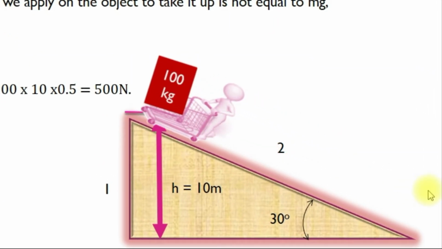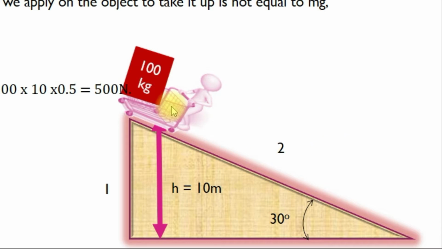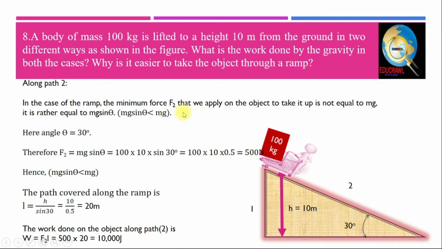See the animation how it is brought in the second case. It is brought through the ramp. So the minimum force F2 we apply to lift the object is not equal to mg here. This case we have already discussed earlier in the theory part. Here in this case mg is inclined at an angle theta.